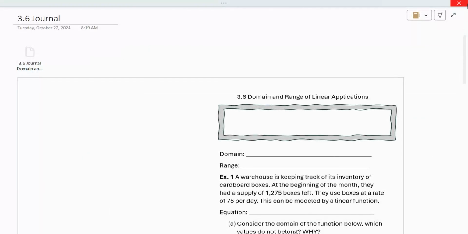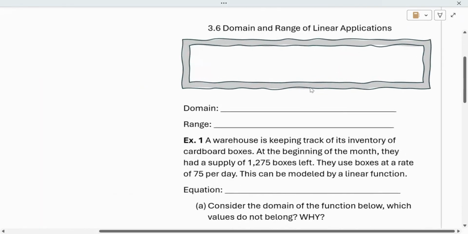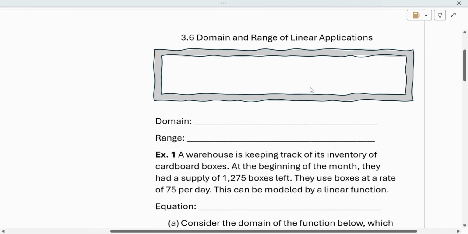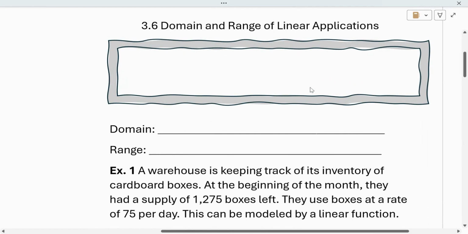All right. So today we're talking about the domain and the range of a linear application. Someone tell me what the I can statement is. What is the I can statement for lesson 3.6?